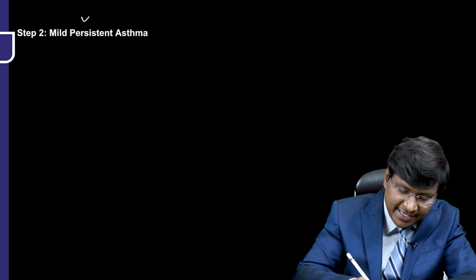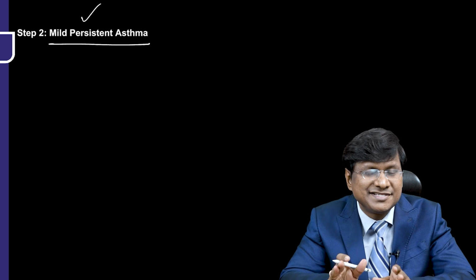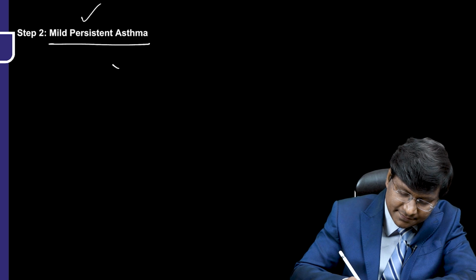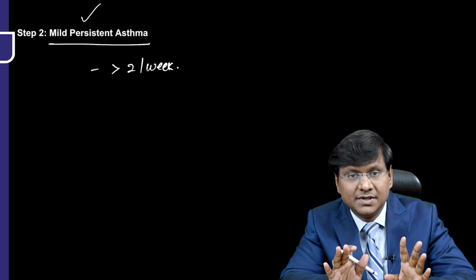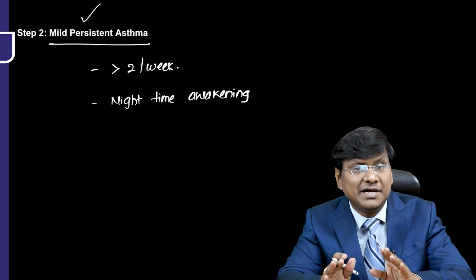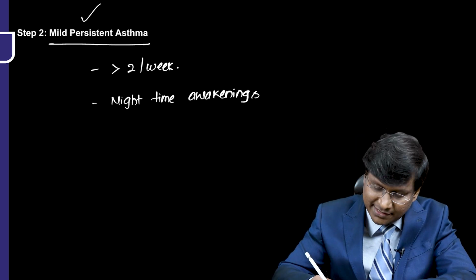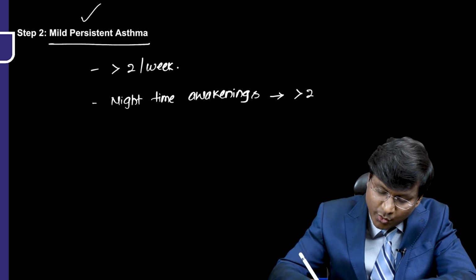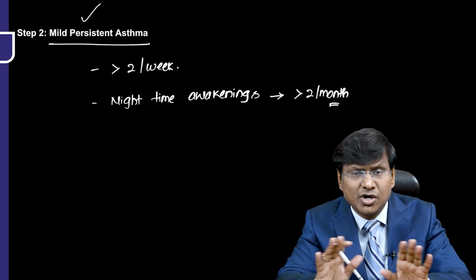Then the next is mild persistent asthma. In mild persistent asthma, the asthma symptoms occur more than twice a week, but not daily. And what about nighttime symptoms or nighttime awakenings? Nighttime awakenings will also be present due to asthma, but these nighttime awakenings occur more than twice per month, but not every day.